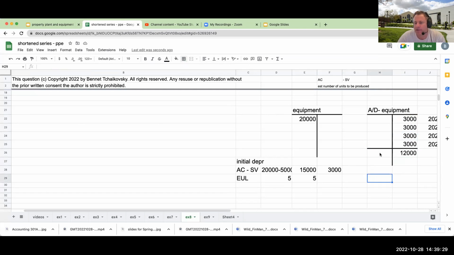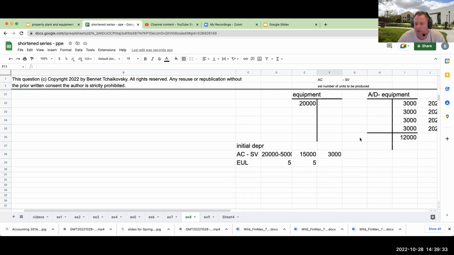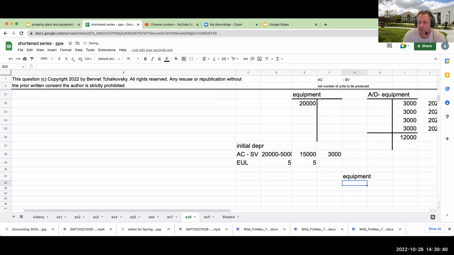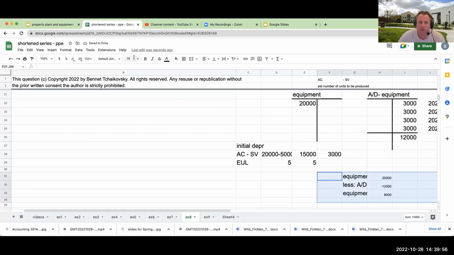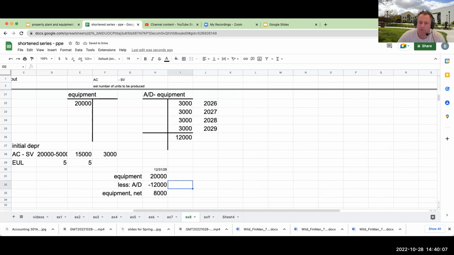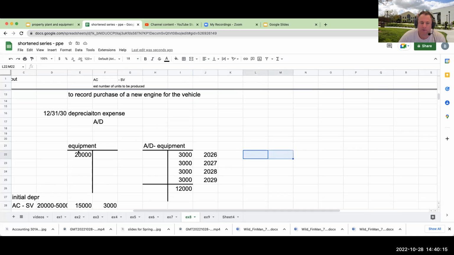So on the date of the repair, when I spent this $4,000, what was the asset value? Net book value is my equipment, what I originally paid for it, less my accumulated depreciation of $12,000. This gives me equipment net of $8,000, as of 12/31/29. But what happened on 1/1/30? Well, I spent another $4,000.